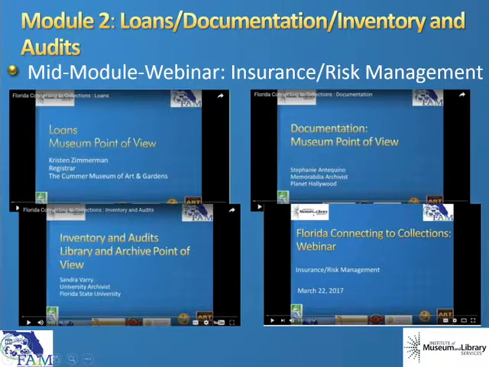And I'll say right now that there's going to be a session at FAM this year also talking about inventories. So if you want to do a deep dive in the subject, make sure to come to FAM and you can get even more information on it.